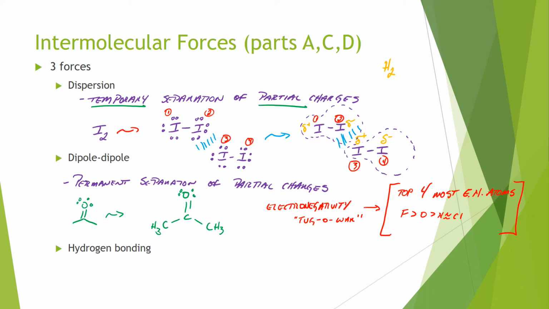If it pulls electrons from that carbon, that means the oxygen itself is negative and that carbon is positive. Now that's a permanent separation. Electronegativity isn't going to change from one day to another, so that negative and positive is permanent. So one acetone molecule is always going to have a negative and positive end, and that can interact with another acetone molecule, and so on and so on. Similar to what happened in dispersion, the negative and positive ends of molecules can interact with each other.